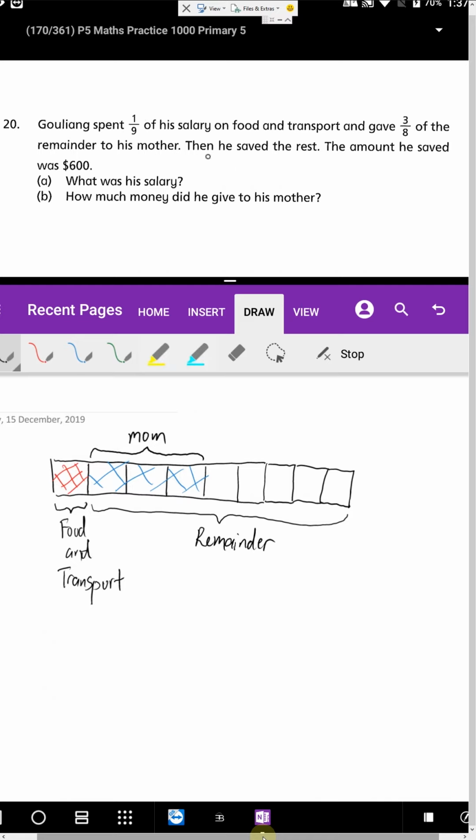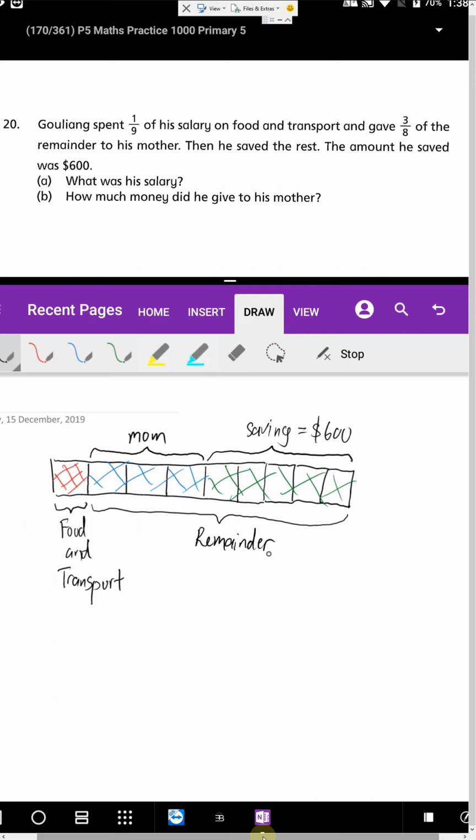I'm gonna look at the next one. Okay, then he saved the rest. Where is the rest? Here is the rest, right. So here becomes the saving. This is for the saving. I'm gonna shade it for you. Okay, we have done for this. And it also tells you that the amount that he saved was $600. So we know that the saving is $600.